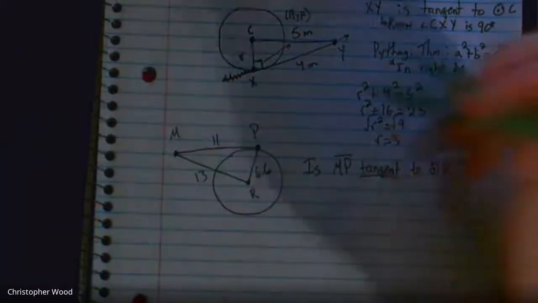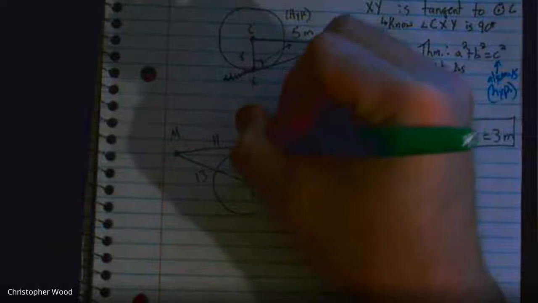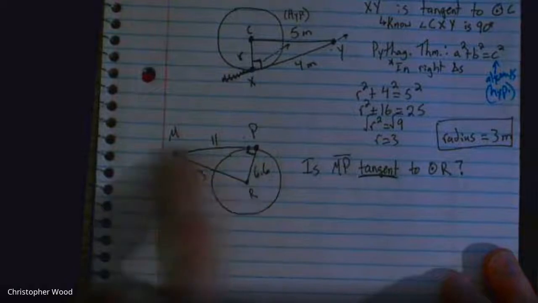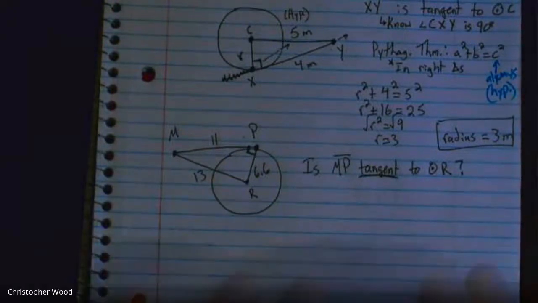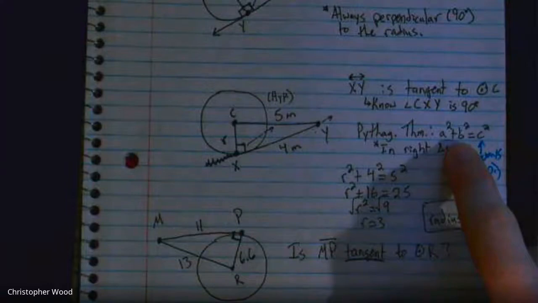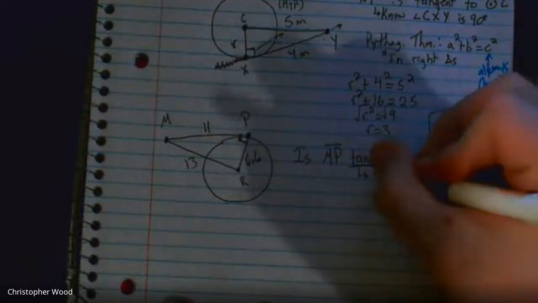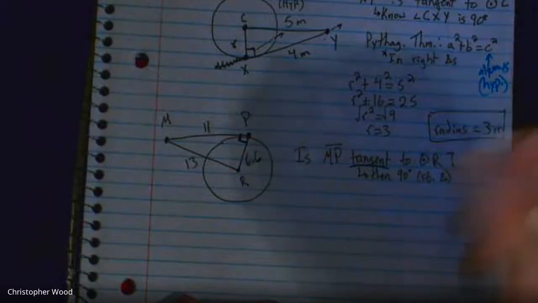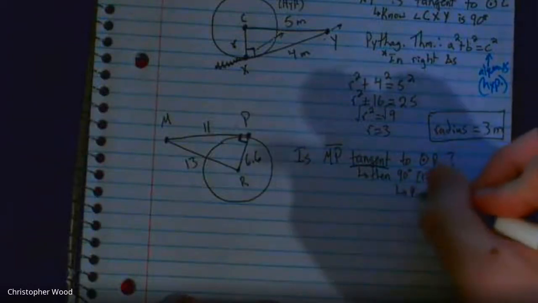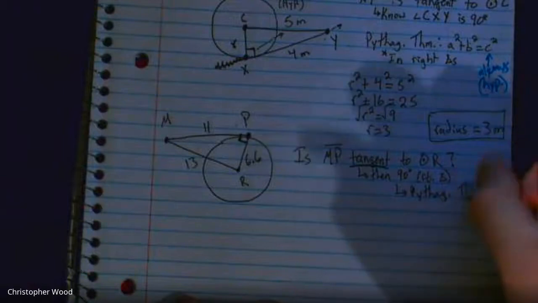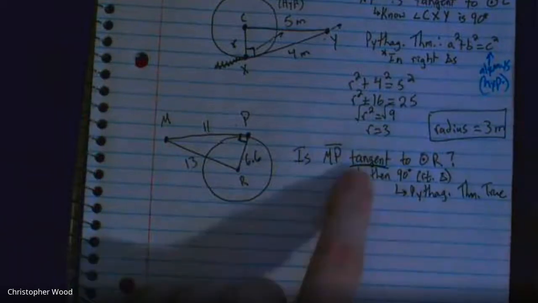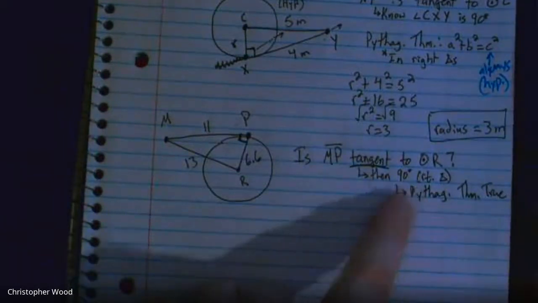In order to be tangent, this must be a right angle. And if that must be a right angle, then this must be a right triangle. Well, if it's a right triangle, then the Pythagorean theorem must be true. So again, that line of thinking is, if it's tangent, then 90 degrees, which means right triangle. If it's a right triangle, then the Pythagorean theorem must be true.